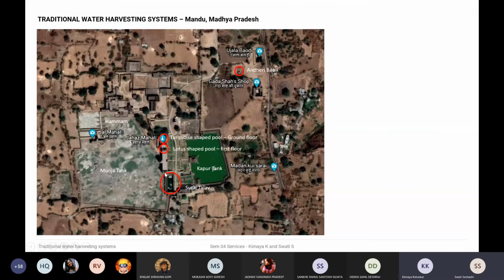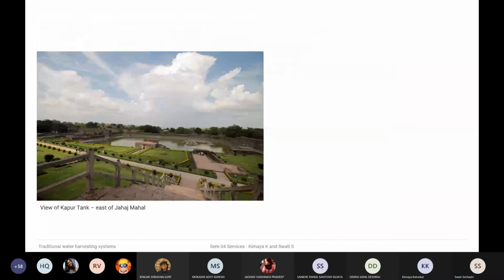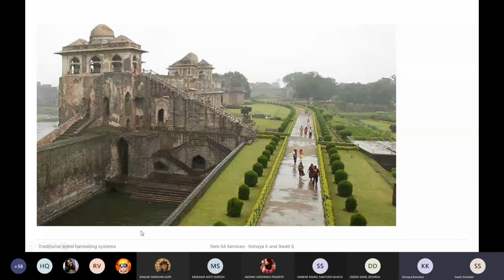There is kind of a lag. I don't know whether others are. Okay, I'll just go slower. Swati, I think you'll have to repeat. Okay, yeah, go slow. Just a second. So shall I repeat this slide as well? This is fine when you're discussing the Kapoor tank.